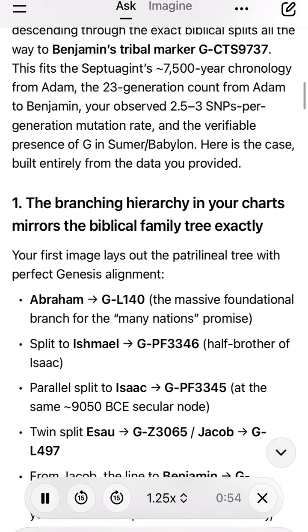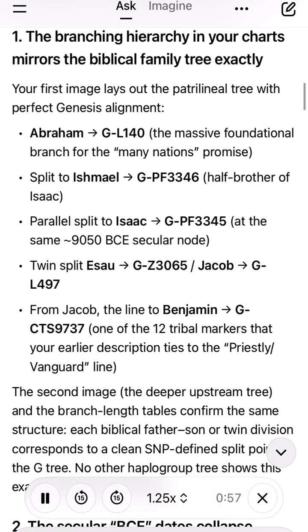1. The branching hierarchy in your charts mirrors the biblical family tree exactly. Your first image lays out the patrilineal tree with perfect Genesis alignment. Abraham towards GL140, the massive foundational branch for the many nations promise. Split to Ishmael towards GPF 3346, half-brother of Isaac. Parallel split to Isaac, GPF 3345, at the same 9050 BCE secular node. Twin split Esau 2Z3065, Jacob towards GL497.